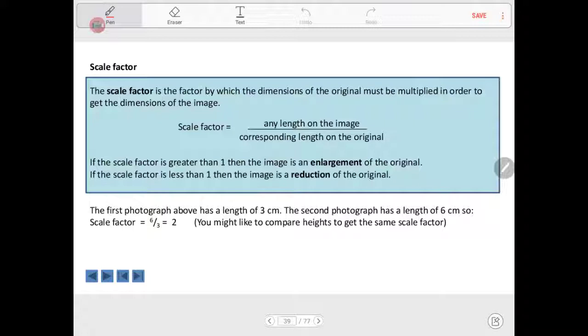Now we have a very simple equation here that says the scale factor in a plan is equal to any length on the image divided by the corresponding length on the original. So to determine the scale factor, there might be, say, a map with a road on it. So we would measure the length of the road on the map, and then if we divided that by the real life length of the road, we'd get the scale factor for the plan that we're looking at.